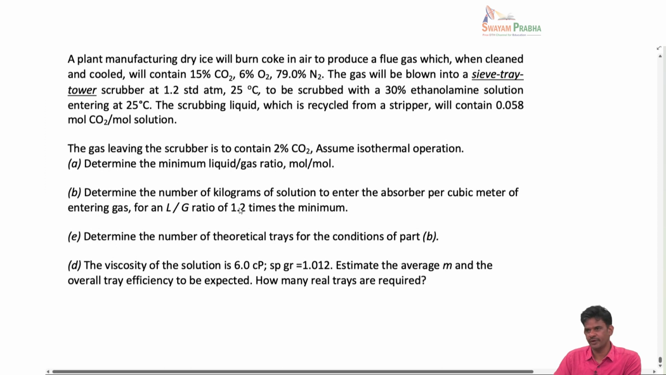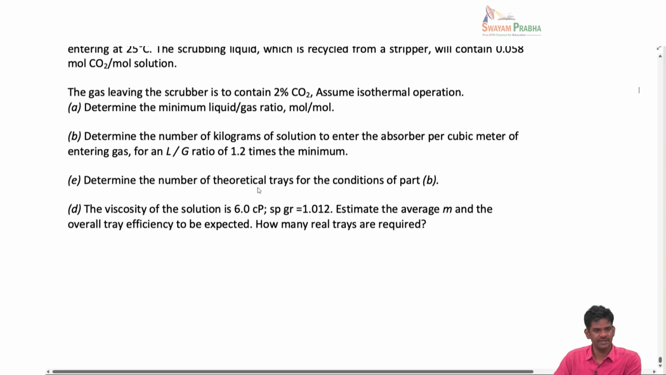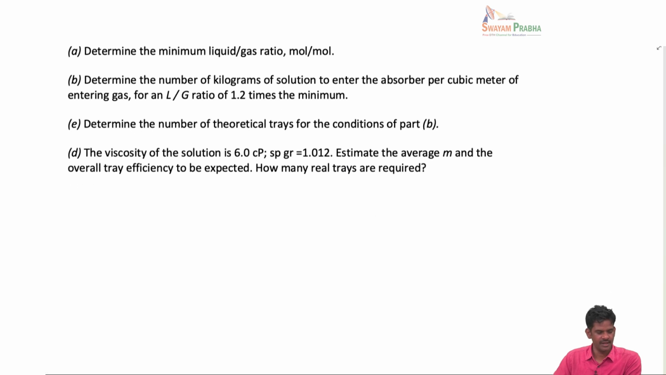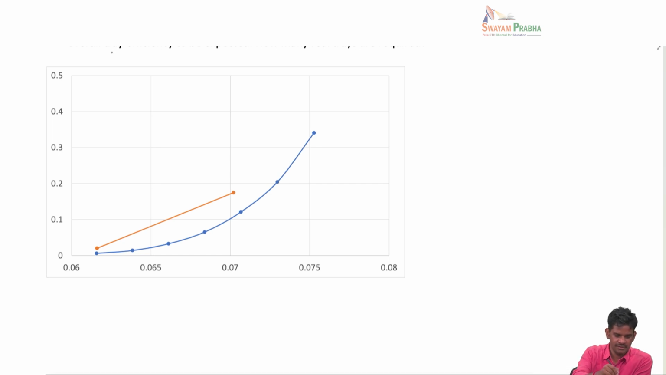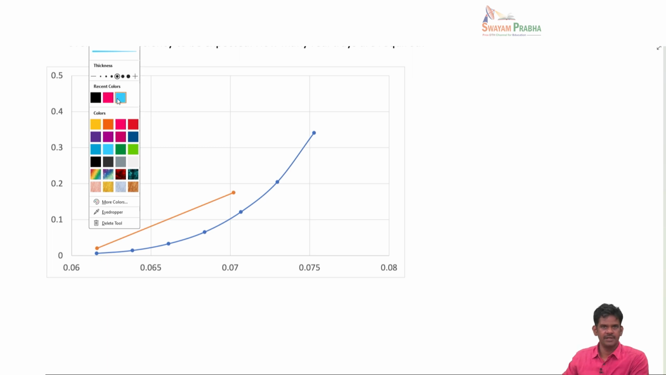if the actual ratio is 1.2 times this, find out this, and then determine the number of theoretical trays, and similarly the efficiency. For this problem, after you do the first parts A and B, you'll be able to draw the operating line and equilibrium line. The blue curve that you see here is the equilibrium line. You can see it's very highly curved, and the operating line of course is straight. So in this case you would draw this for the calculation of the number of theoretical stages.